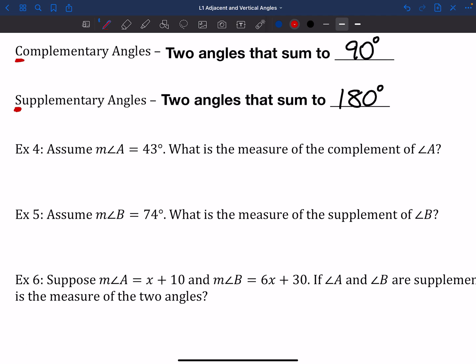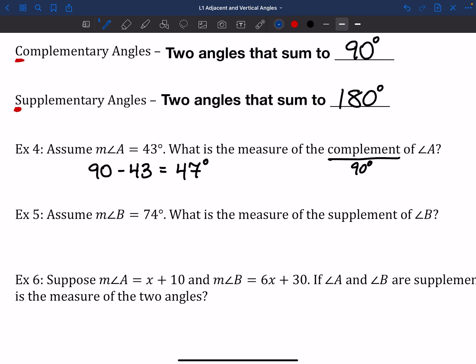So we're going to do a couple examples of these. If we assume that the measure of angle A is 43 degrees, I want to figure out the measure of the complement of A. So if I'm looking for the complement, then that means that they need to add to 90 degrees. So what I'm really asking myself is, how much further do I need to get from 43 up to 90? One way that I can do that is I can just start with 90, take away the piece I know, which is 43, and 90 minus 43 leaves me with 47 degrees.